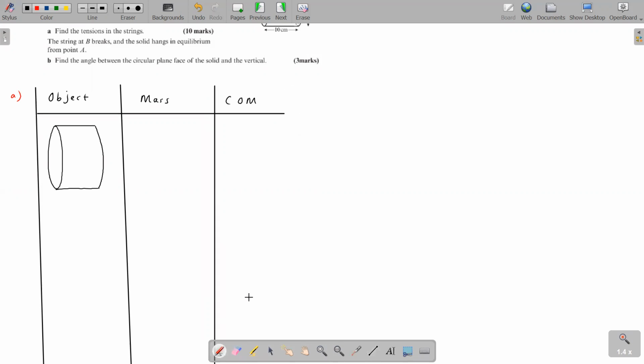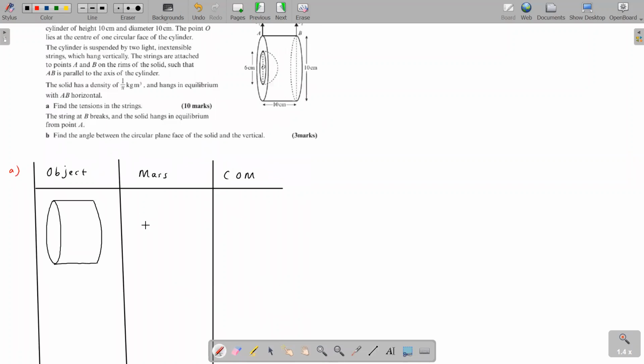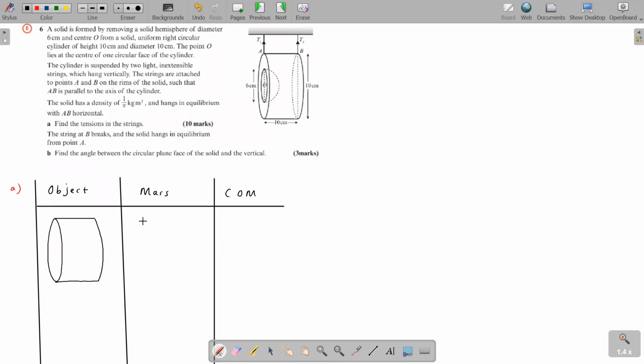Okay, so the mass of this guy, the cylinder, is pi r squared h, right? Pi r squared h, and then the density rho is given to you. Can you guys see? So this is the rho value. Okay, so the rho value is 1 over 5 kilograms per cubic meter.